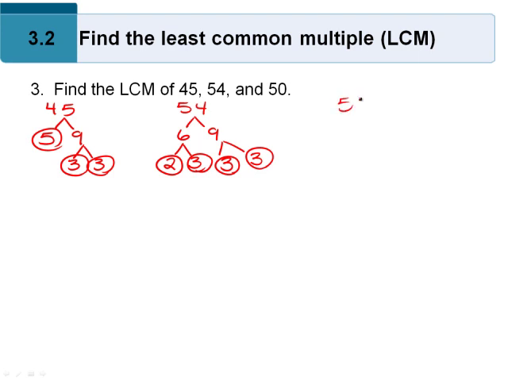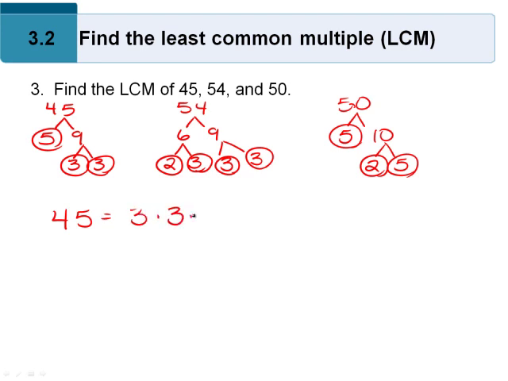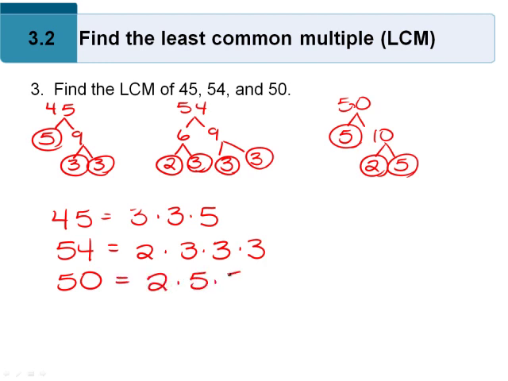All right, and 50, we just did that a minute ago, but let's write it out again. We've got 5 and 10. 5 is prime. 10 would be 2 times 5, and those are both prime. Okay? So 45, I'm going to write it as 3 times 3 times 5. Okay? 54, I have 2 times 3 times 3 times 3. Okay? And 50, just keeping them in numerical order, 2 times 5 times 5.